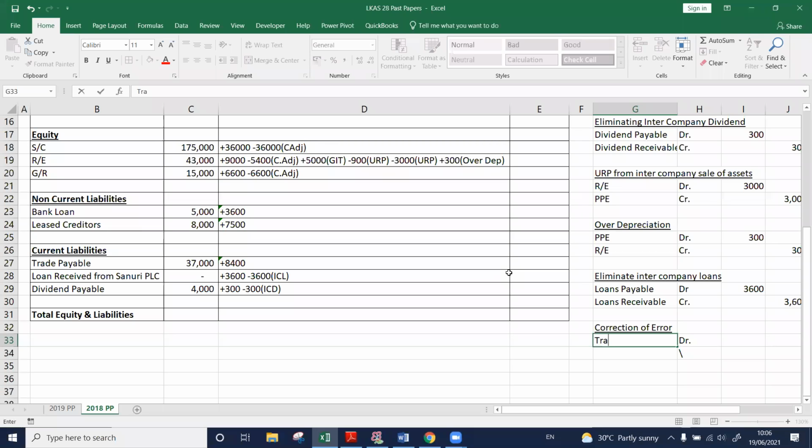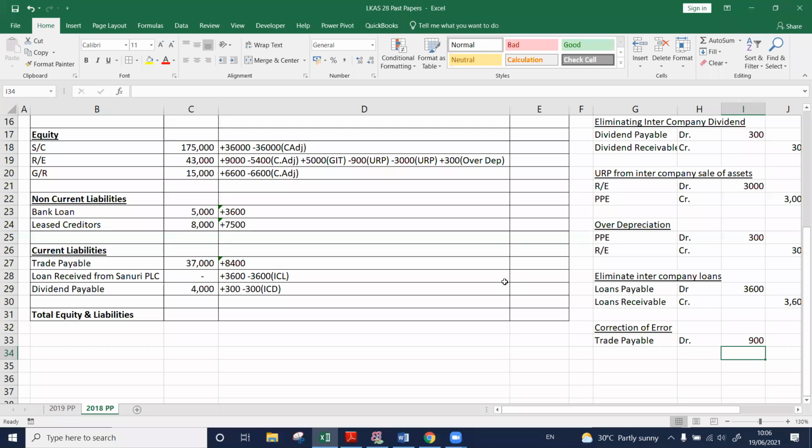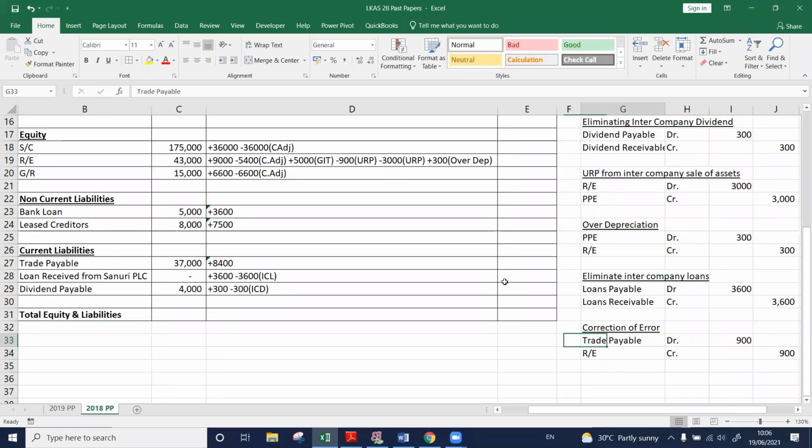What is the amount we need to debit? An extra 3,000 was recognized. 30% of this 3,000, how much is it? 900. Right? The trade payable account needs to be debited. Where to credit? Retained earnings needs to be credited by 900. Right? So this is how we can rectify the error. We need to consider only the acquisition percentage because this is an error made by our joint venture.